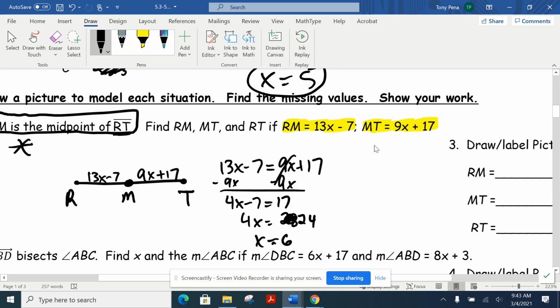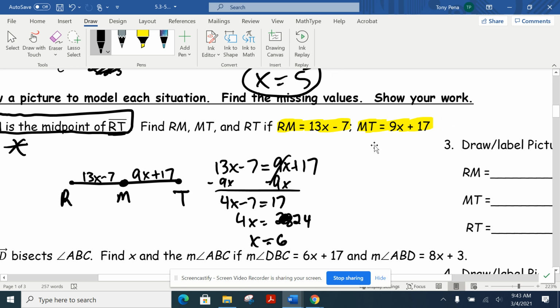Notice how I don't ask for x at all. So while x is nice, it's not our answer. So tomorrow you're going to have a bunch of multiple choice questions. Don't be picking 6. If this was your question, 6 is not the answer. What we now want to do is take 6 and use it to find these 3 lengths over here.